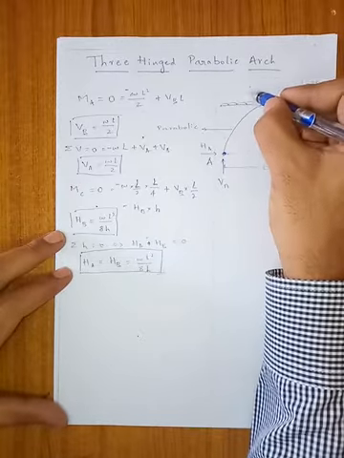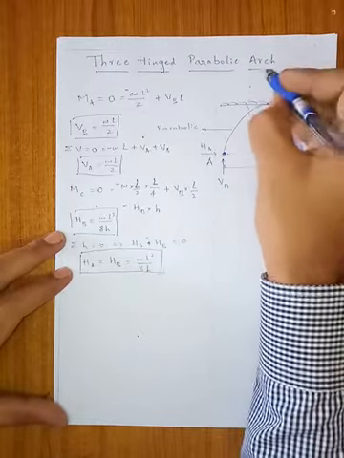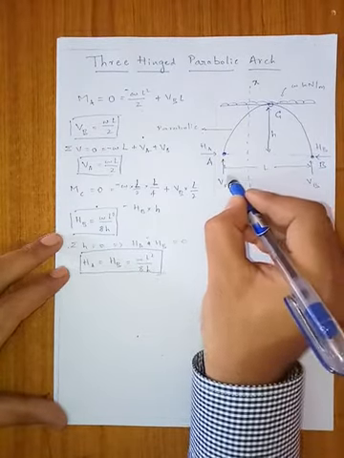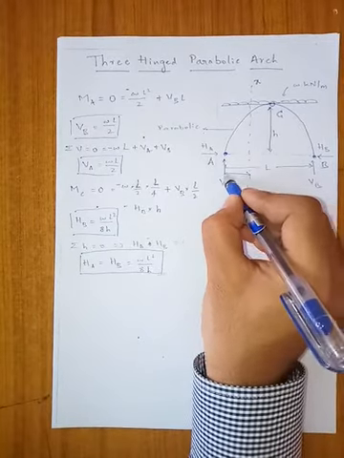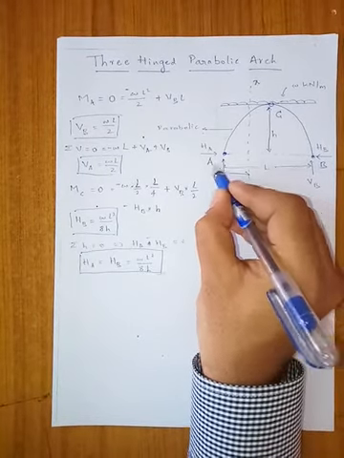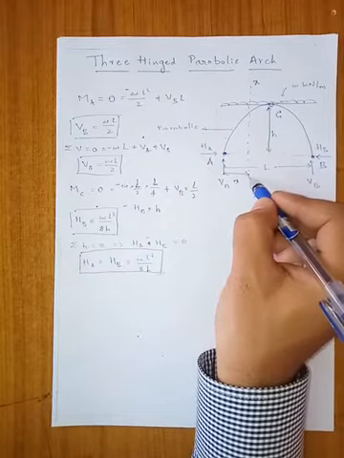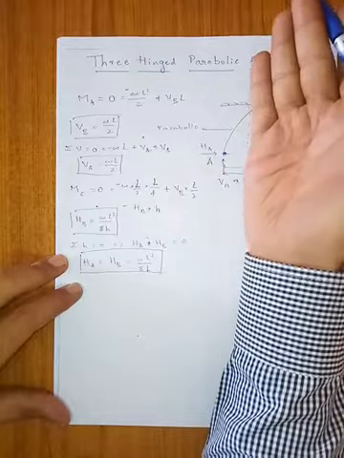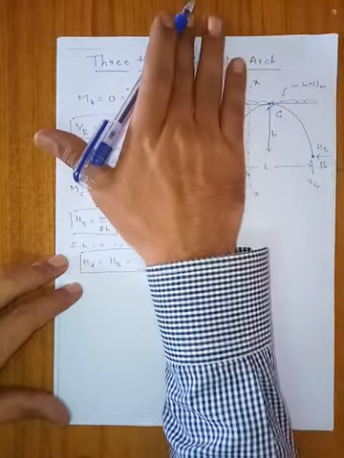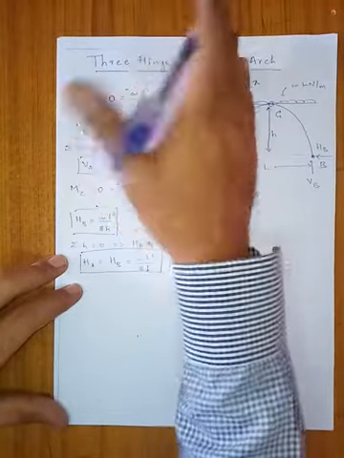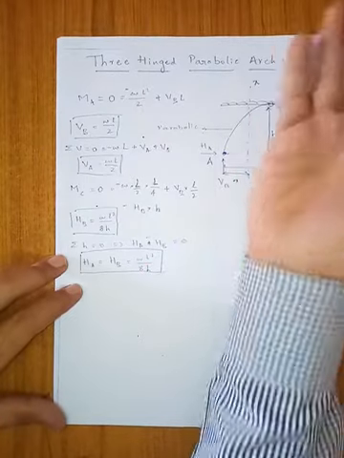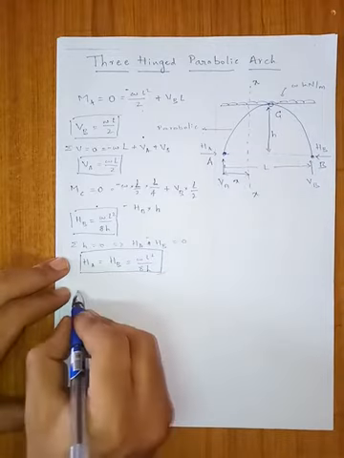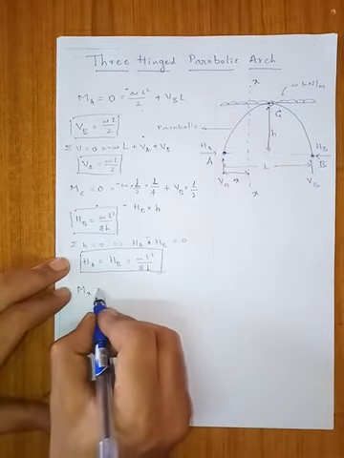Let us consider a section. I'll name this section XX. Let this section XX be at a distance of x from the left support A. Now for this section we can consider either the left side or the right side of this section to calculate the moment. I will consider the left side of the section since this is closed. Now moment at x, I'll write Mx.